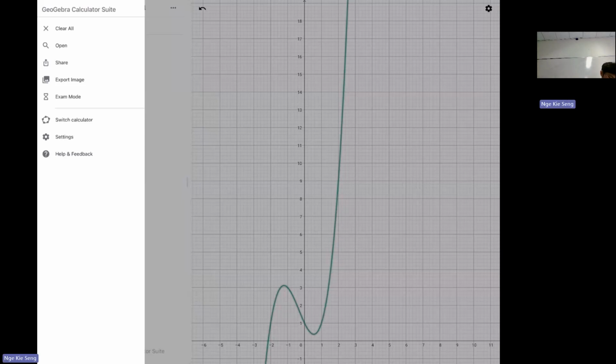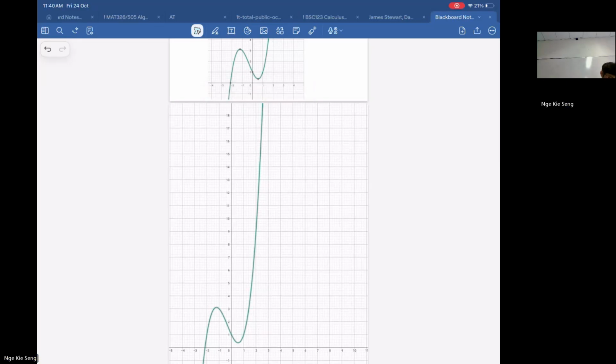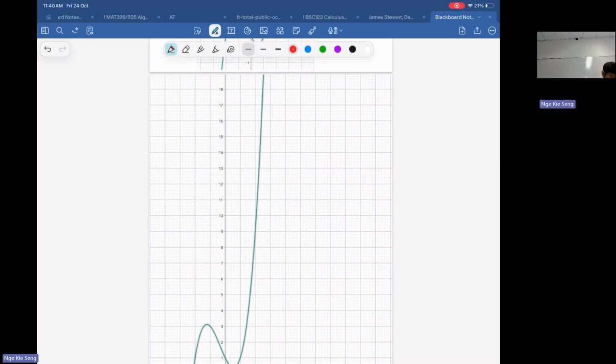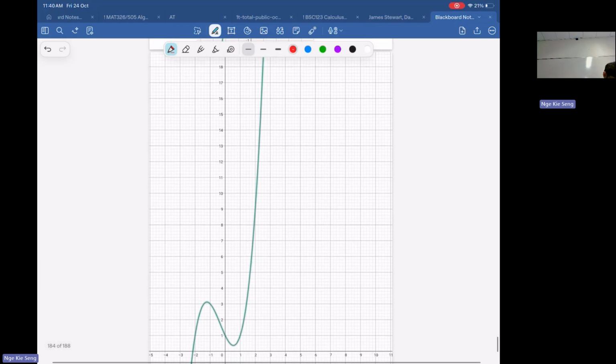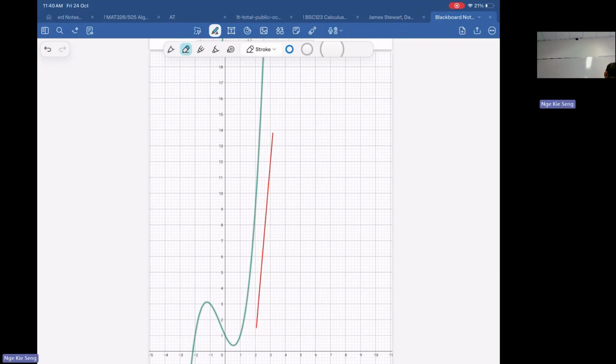Okay, so if you attempt to draw the tangent line here, from 0 to 2, you can see where 2 is. 2 is here. Oh, a bit hard to draw. The tangent line is really linear here. The tangent line should go lower, like that. Okay, maybe I draw like this.